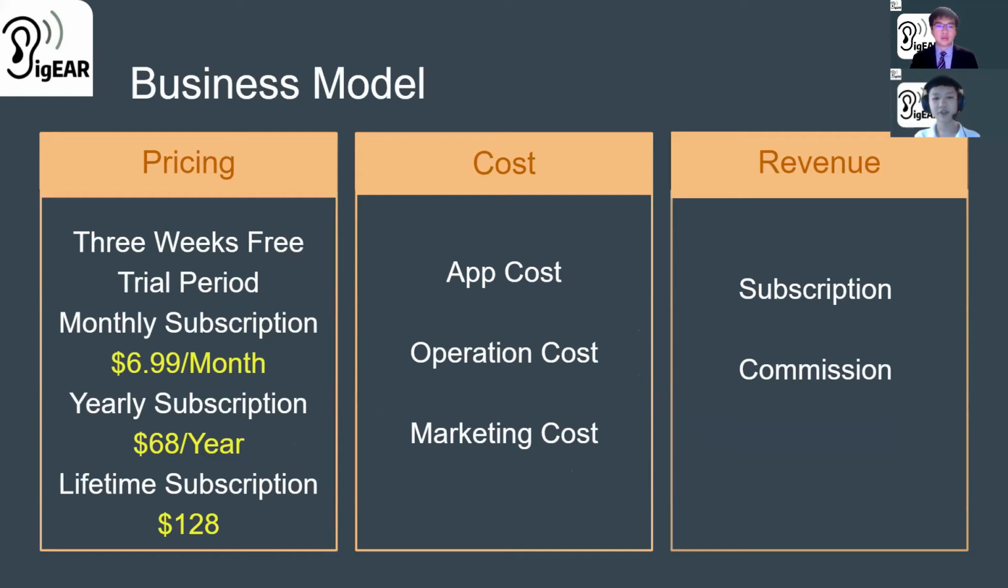BigEar's costs come from 3 sources: app development and launching cost, operation costs for establishing and expanding the database and improving the server, and marketing costs from online advertisement. We project that the revenue will be largely contributed by subscription income in the first year. Once we enlarge our user base, we anticipate more revenues from the commissions paid by our business partners, such as hearing aid companies.